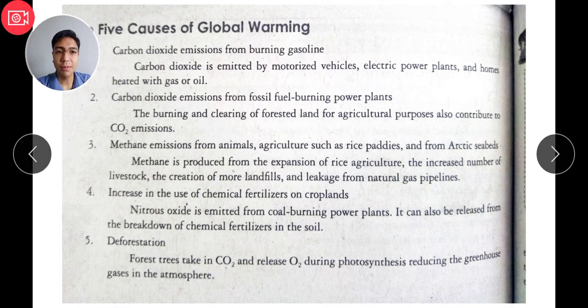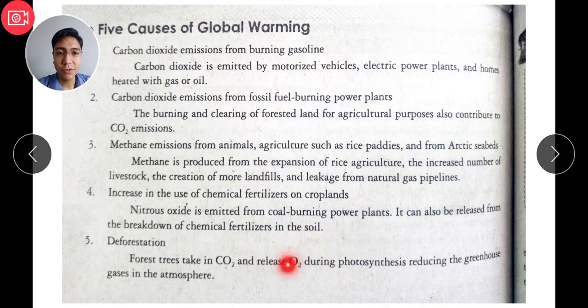Increase in the use of chemical fertilizers. Pag tumataas ang use ng chemical fertilizers, ano nangyayari? Nagkakaroon ng emission ng nitrous oxide. Okay, as well as nitrous oxide can be emitted from the coal burning power plants. So, kapag nagkaroon ng fertilizers, nagbe-break down yun sa soil, napoproduce yung nitrous oxide. Okay, so mas maganda yung mga organic fertilizers.